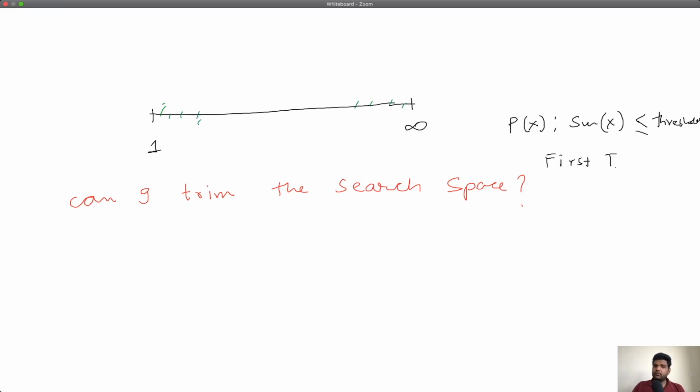So let's try to trim it from the right. Can you trim the search space from the right? When you trim, what is it that you are looking for? You are looking to remove some elements which are never your answer. Right? You are looking to remove some divisors that can never be your answer. So can I remove some divisors from the right which can never be my answer?